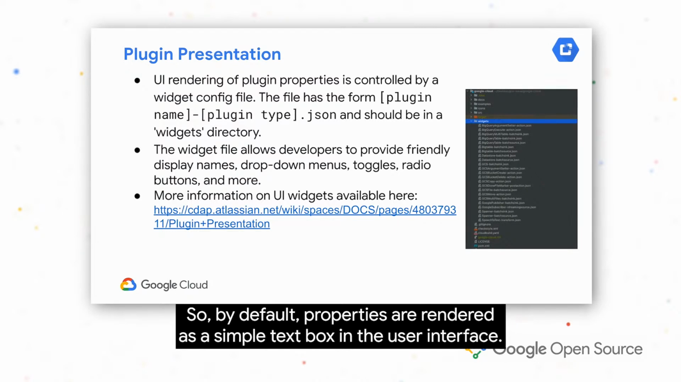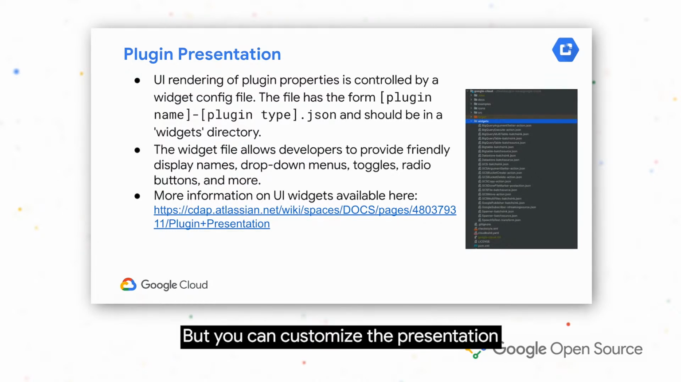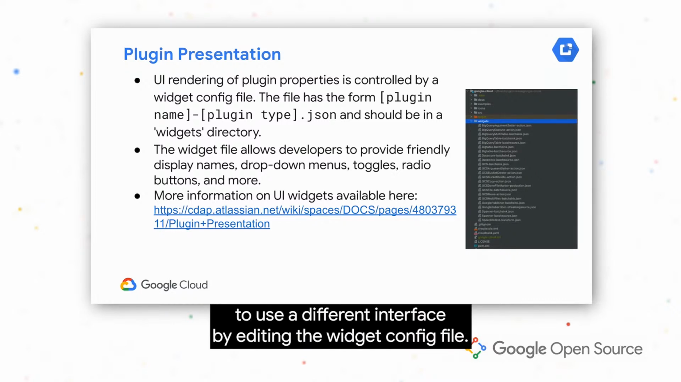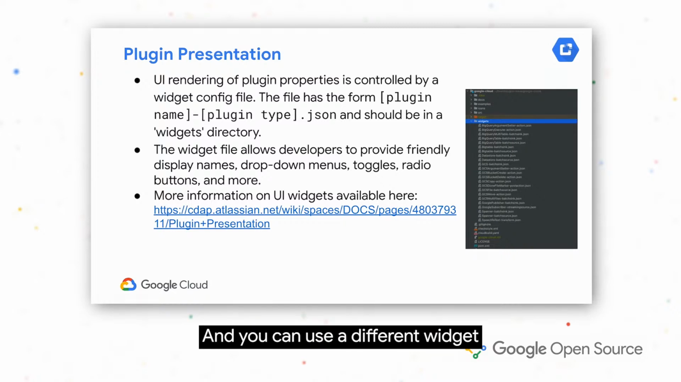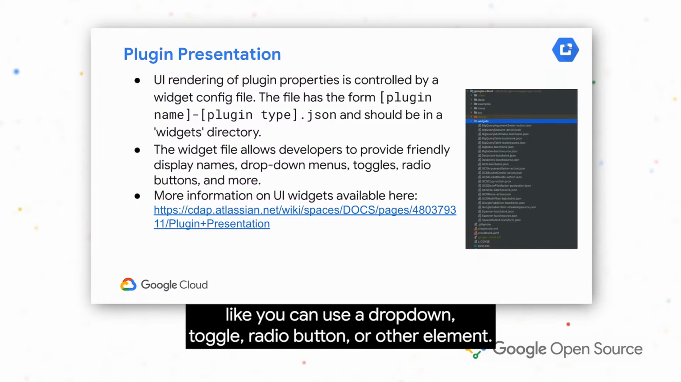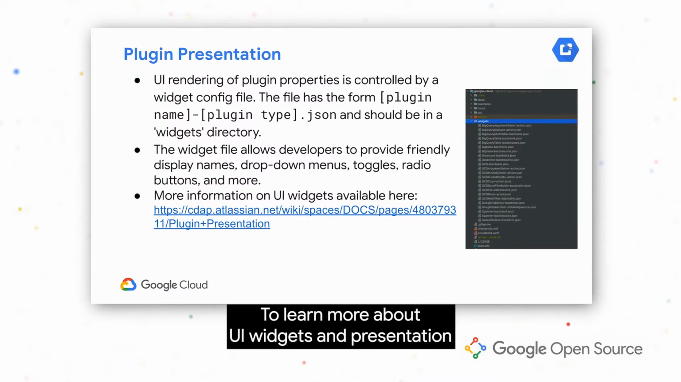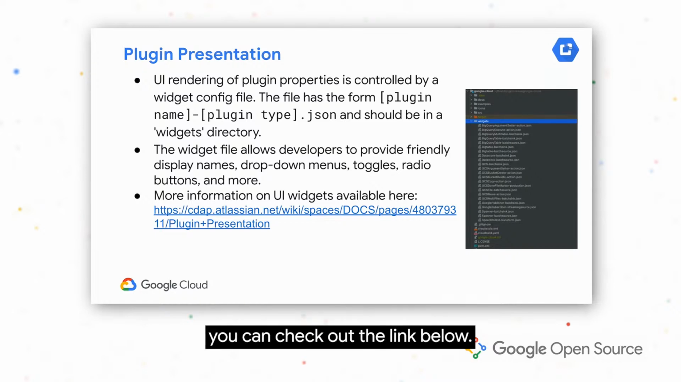By default, properties are rendered as a simple text box in the user interface, but you can customize the presentation to use a different interface by editing the widget config file, and you can use a different widget, like a drop down, toggle, radio button, or other element. To learn more about UI widgets and presentation, you can check out the link below.